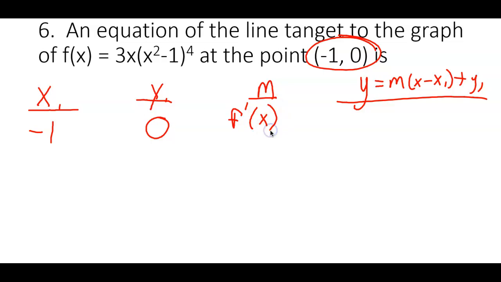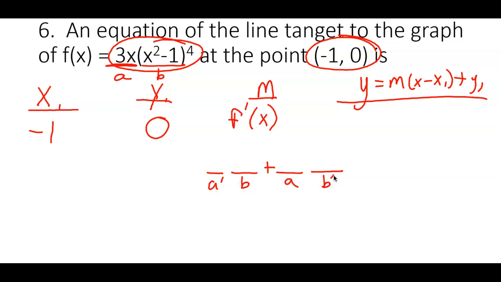So let's start by finding f prime of x. So here we go. This is going to be another product rule. We have an a and a b. So it's going to be a, b, prime, and prime. Here we go. A prime is 3. B is x squared minus 1 to the 4th power. A is 3x. And b prime, this is going to be a chain rule to find the derivative of b.